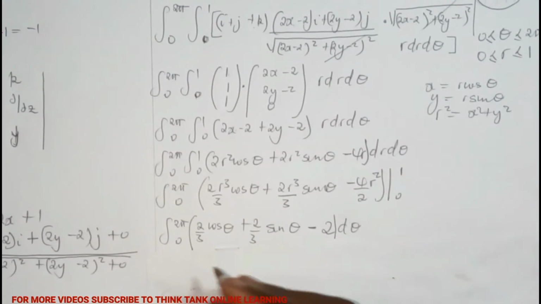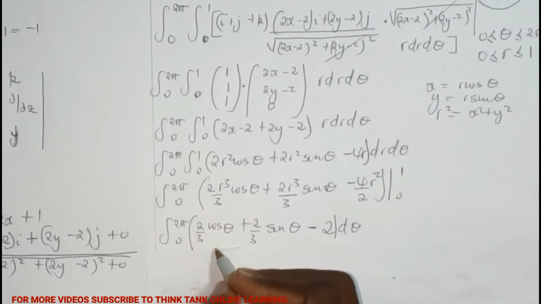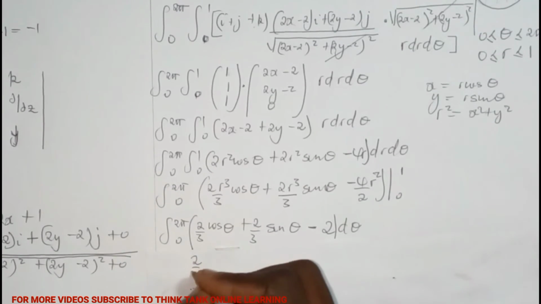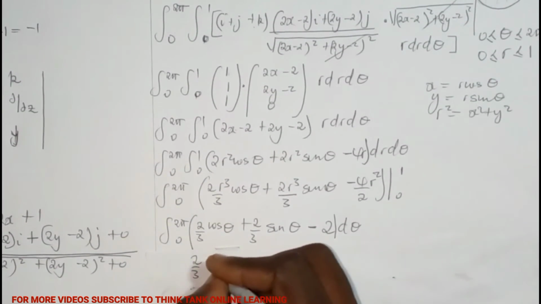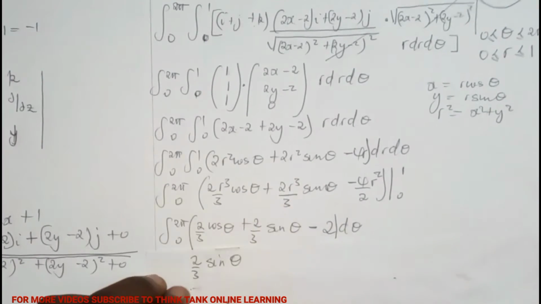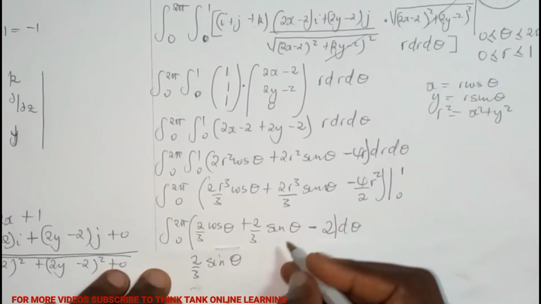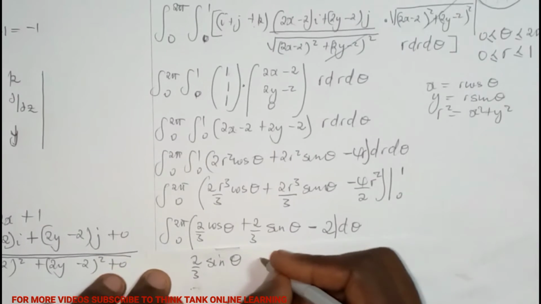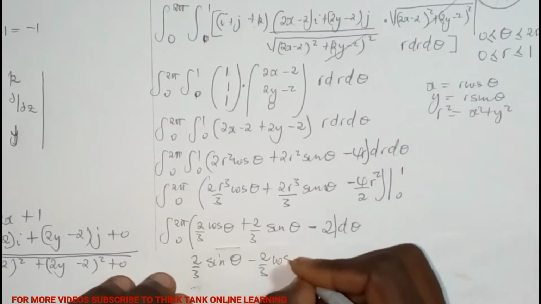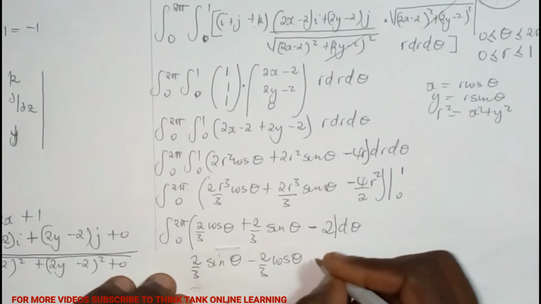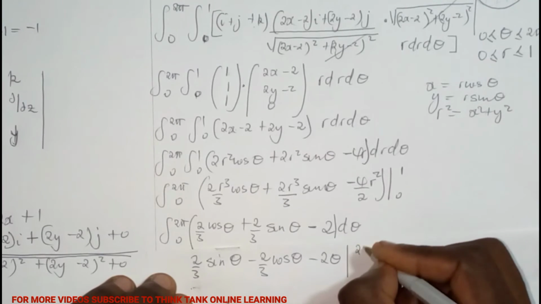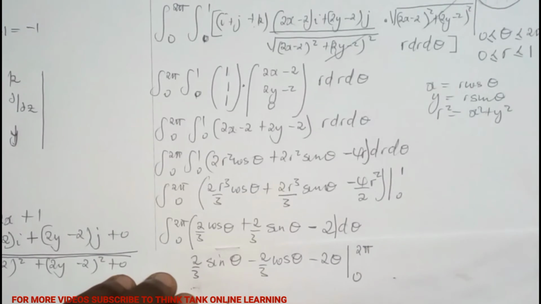If we integrate cos theta with respect to theta, we're going to get 2/3 sin theta. And if we integrate sin theta with respect to theta, we're going to get negative 2/3 cos theta, minus 2 theta. Put our limits 2 pi and 0.